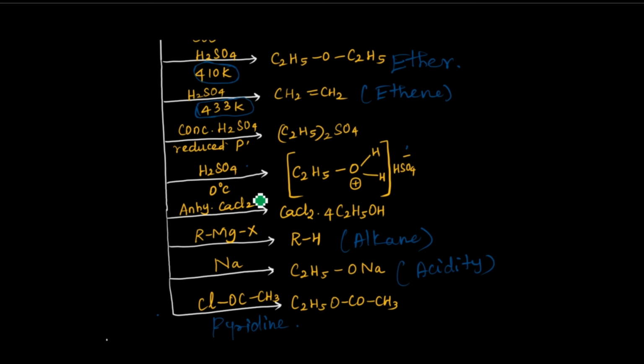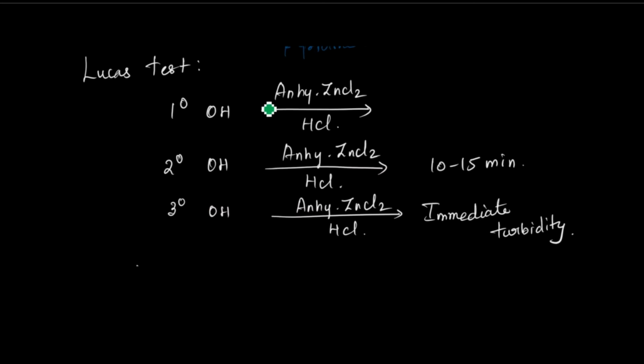Then comes H2SO4 at 0 degree. Here you can see the first step of the first reaction has been formed. Then Grignard reagent, it is forming alkane. Sodium, since alcohol is acidic in nature, it is giving us the salt to prove the acidity. Then with pyridine and CH3COCl, it is giving us C2H5OCOCH3.